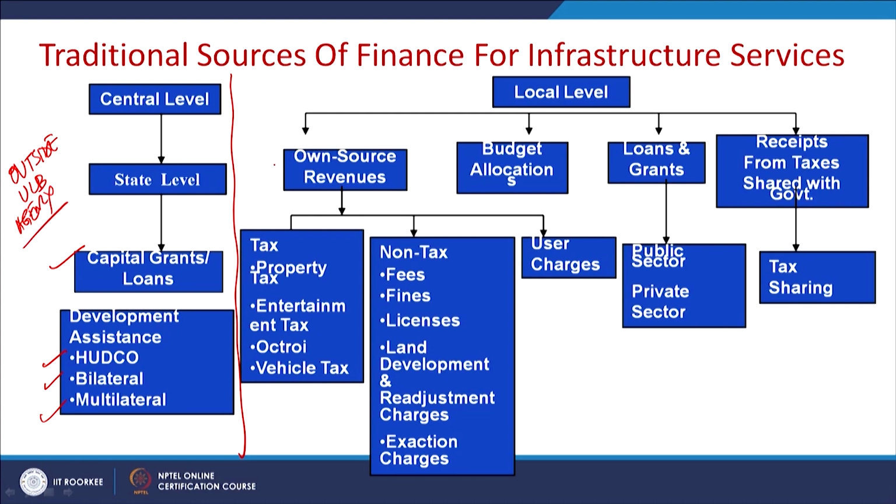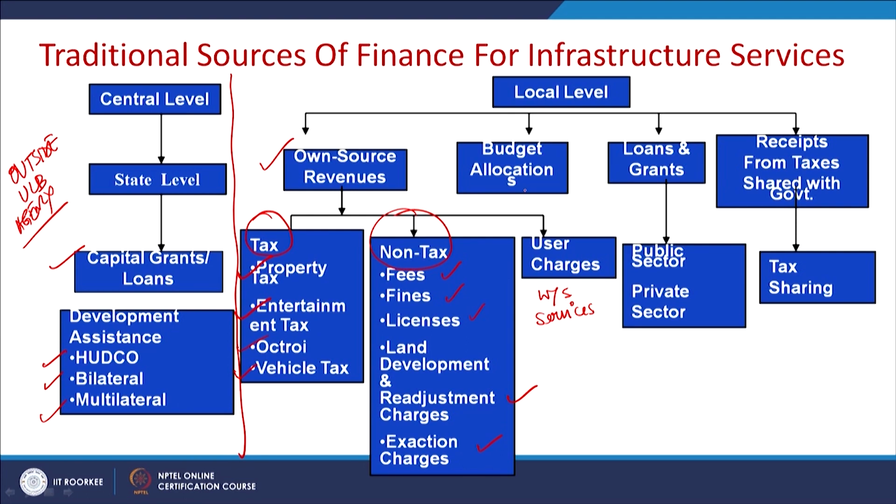One is own sources of revenue; out of that one is tax sources, another is non-tax sources. Out of the tax sources, the property tax is the most popular and most important. There could be entertainment tax, octroi, vehicle tax. Apart from that, within the non-tax sources there could be fees, fines, licenses, land development and readjustment charges, then exaction charges. Apart from that, there could be user charges like water supply or other essential services.